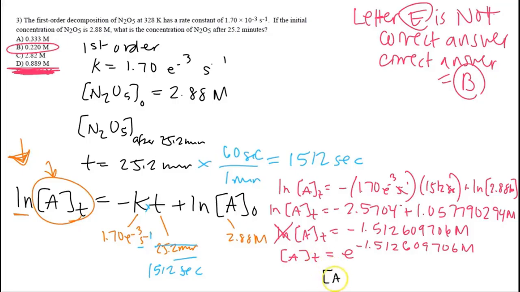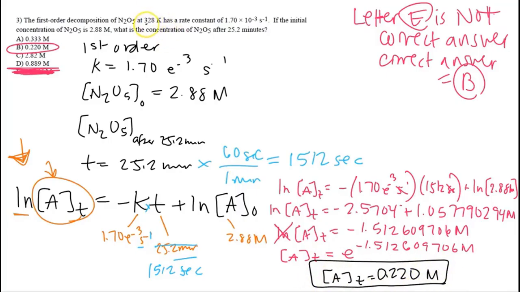And so when I put this in my calculator, I do have to hit second. And then where you have the natural log button, right above it has E raised to a power of X. So I'm going to hit second, natural log. And then you'll see that E button raised to a power of X. I hit that, and I automatically get 0.220 molar.